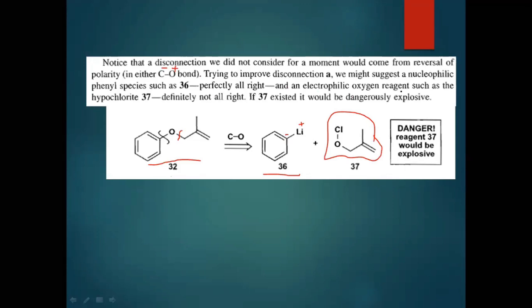And then an electrophilic oxygen reagent, such as the hypochlorite 37, wherein oxygen carries a positive charge. Hypochlorite, definitely not at all right. If you use this kind of reagent to react with 36 in order to get 32, this is not a good idea. If 37 existed, it would be dangerously explosive. That's why this reagent is explosive. So during the synthesis, you need to be conscious that it should not be an explosive material. You need to take all the precautions in order to reconstruct the target molecule.